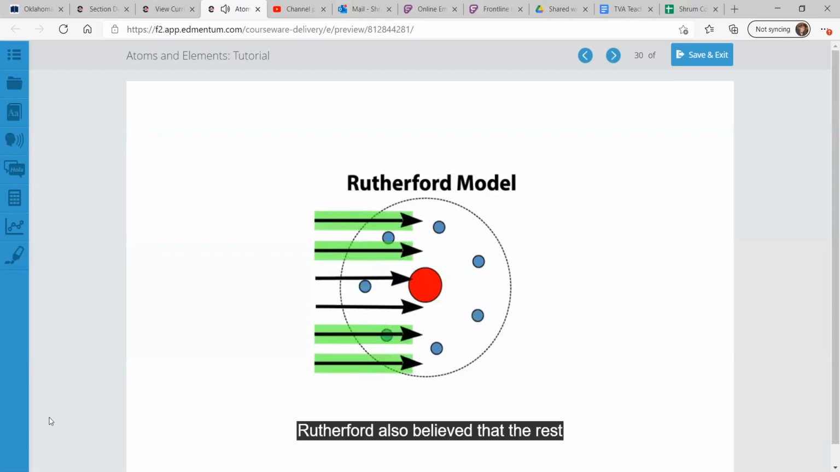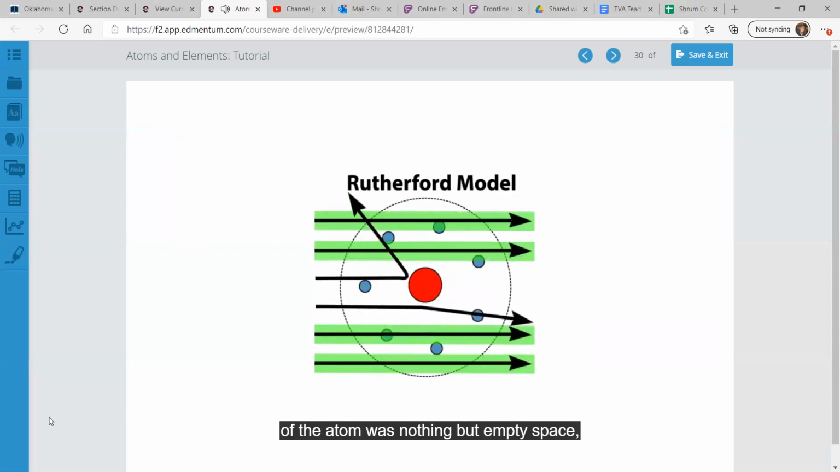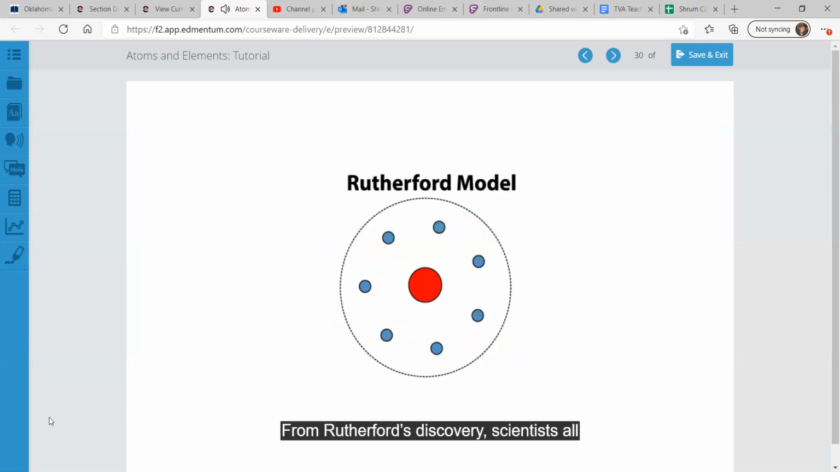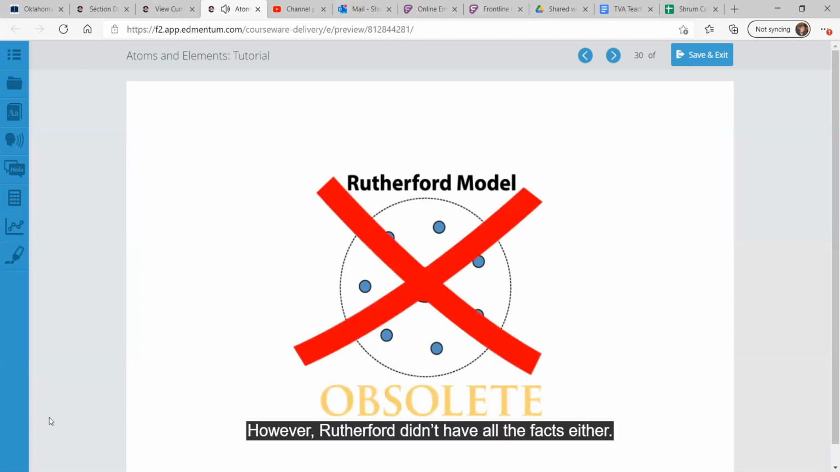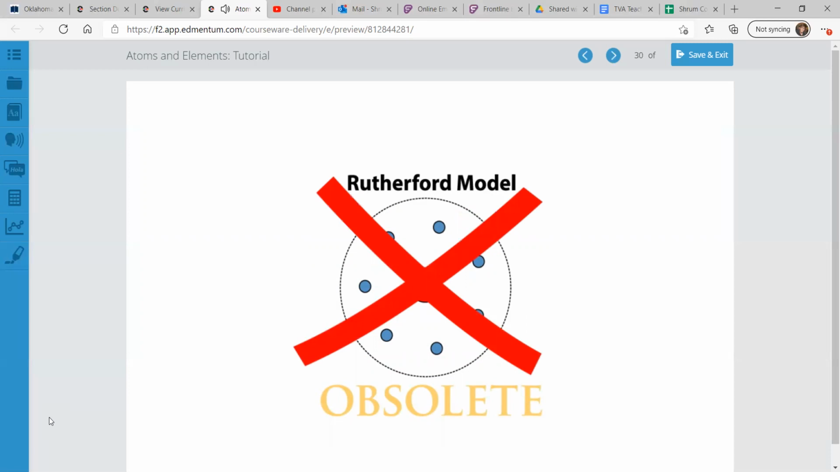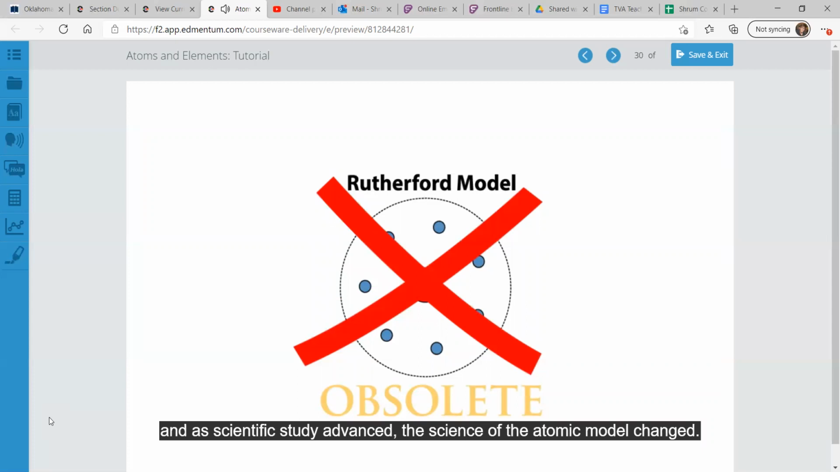Rutherford also believed that the rest of the atom was nothing but empty space, which allowed some of the other positive ions to pass through the gold foil. From Rutherford's discovery, scientists all around the world learned that the atom wasn't one singular particle. Atoms are made up of smaller subatomic particles. However, Rutherford didn't have all the facts either. Other scientists added to his discoveries, and as scientific study advanced, the science of the atomic model changed.